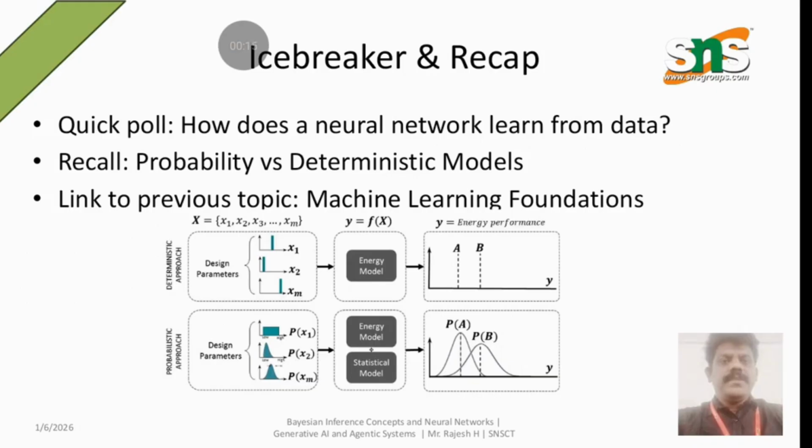You need to answer the quick poll. How does a neural network learn from the data? With this question, you need to recall the comparisons between the probabilistic model and the deterministic model.